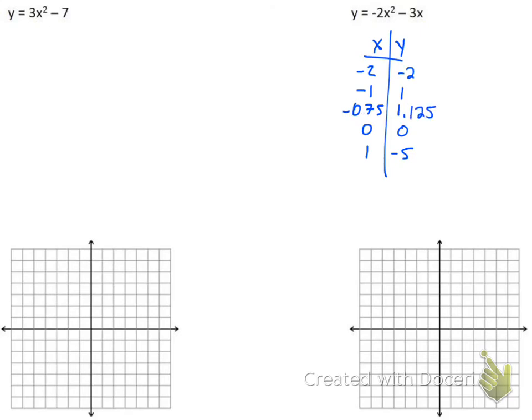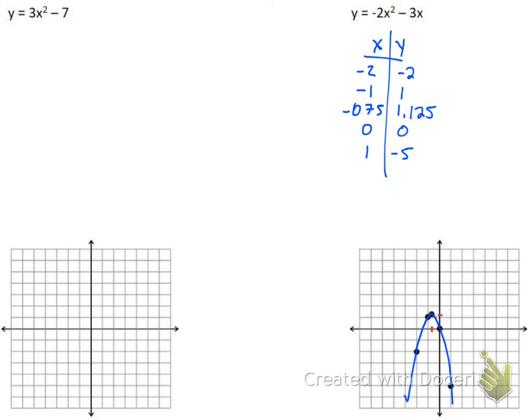So negative 2 is left 2, down 2. Negative 1, positive 1 is left 1, up 1. This one's going to be kind of tough, so negative 0.75. So negative 0.75 is right about there. And then 1.125 is just over. And so it's going to almost be right next to that other point. And then I've got 0, 0, and 1, negative 5. And so again, it kind of looks like it should be wrong, but it is actually right.